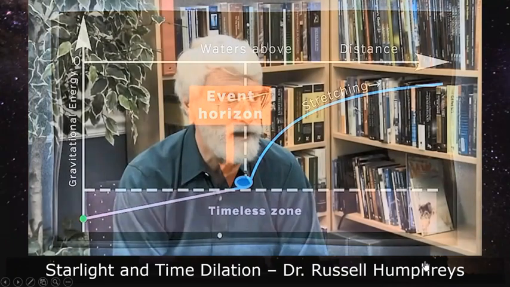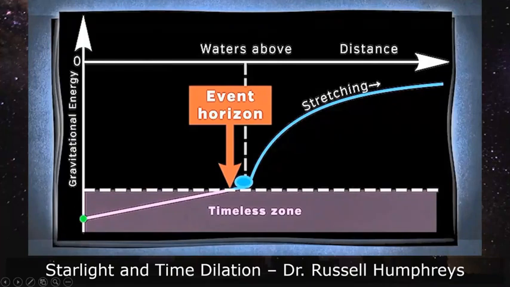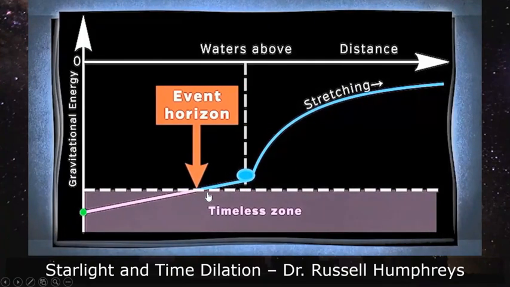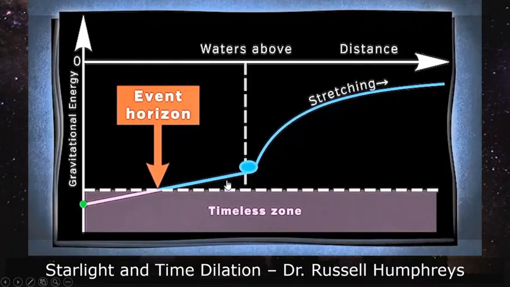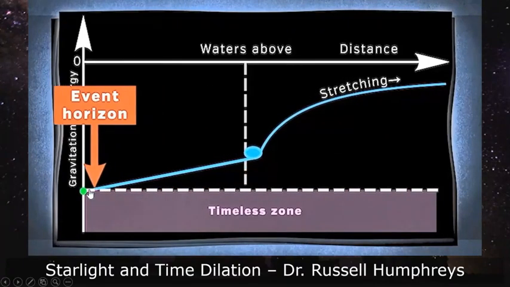Things to the right of the event horizon have normal time. So you're going to watch as we stretch the fabric. We're going to raise the dent above that dotted line, and we're raising things above the timeless level. And you'll see the event horizon move to the left. And so as it moves to the left, more and more of the galaxies pop out of the timeless zone and start emitting light again.